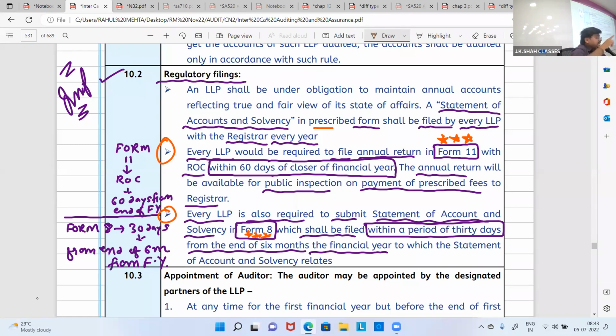Oh, sorry, within 60 days from the closure. 6 months. 6 months is also wrong. It is within 30 days from the end of 6 months of the financial year. Is this okay? Yes. Mark this if you have not done.